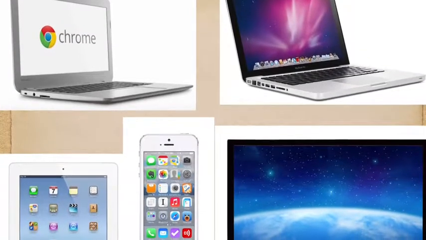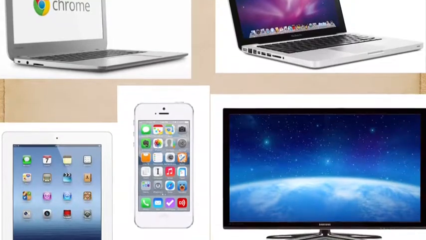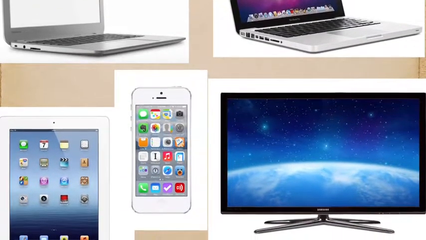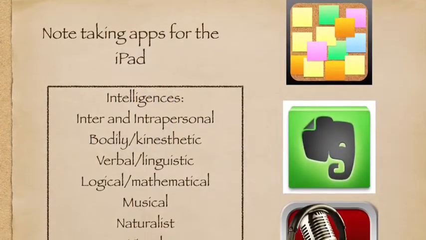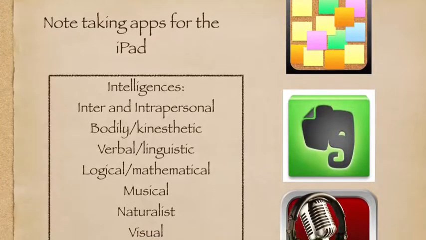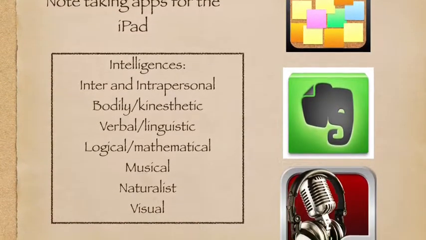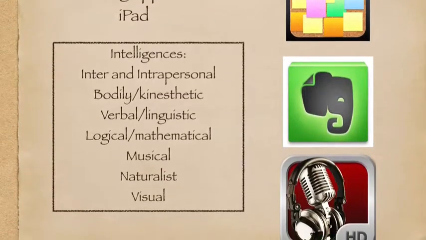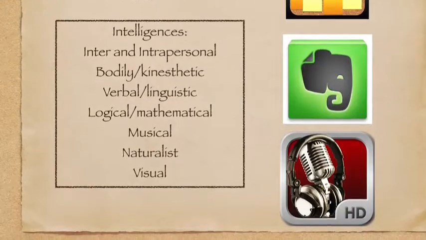The teacher will be using a laptop such as a MacBook Pro and a TV as a projector. The students will have access to Chromebooks, iPads, and their iPhones to complete the technology parts of the unit. The students have the ability to take notes in a style that works for their intelligence. They can use the Evernote app, Sticky Notes app, or Voice Record Pro app. These access all 8 intelligences and allow the students to organize their thoughts in a way that works best for them.